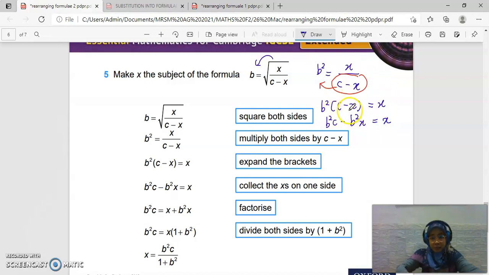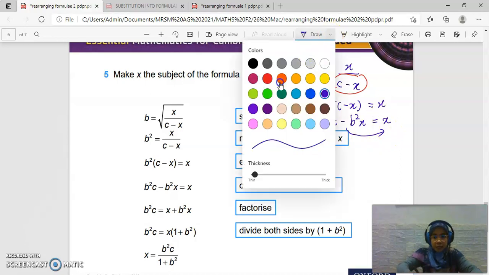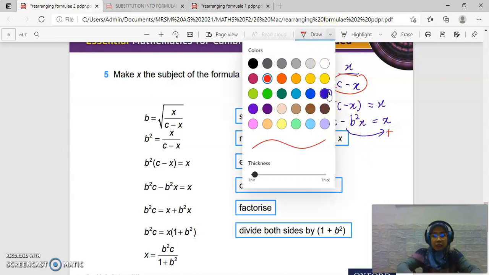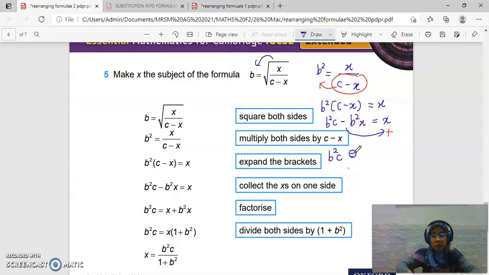And then we expand, because x is protected in the bracket. You cannot simply bring x to the other side before you expand it. Then we collect x on the same side. So I want to bring negative b square x to the other side. When we bring it to the other side, it will be positive or addition, because this part is subtraction. So b square c equals x plus b square x.